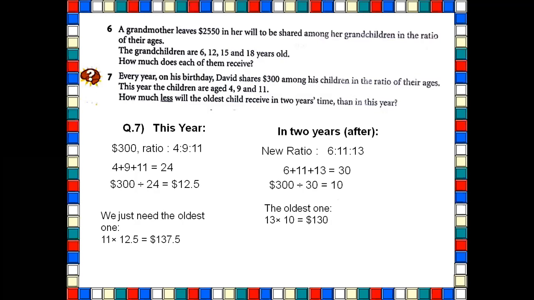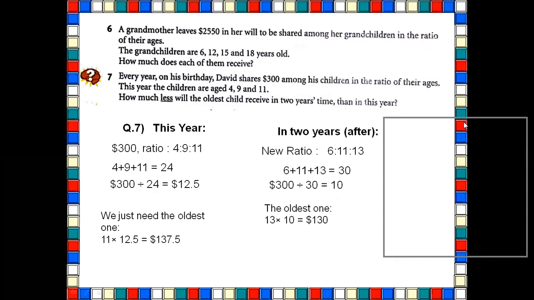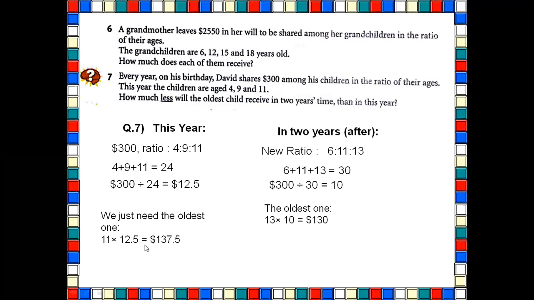So we're not done yet. We found that nowadays the oldest one will get $137.50. After 2 years, since the parts of the ratio are more, we have 30 parts instead of 24 parts. So the $300 will be shared by 30, not by 24. That's why they will get a smaller amount of money.